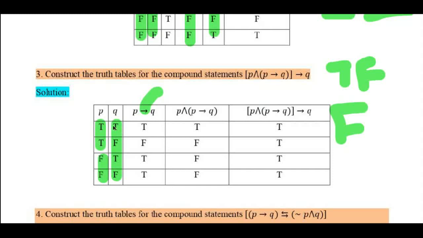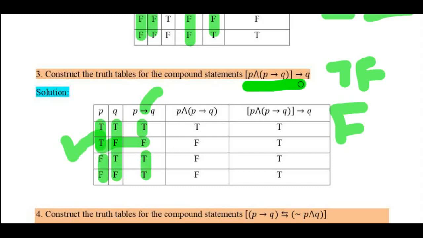Okay. You see first true, second statement true, you get true. Here you see the second one, the first statement is true and the second statement is false. Therefore, you get false. Otherwise, you get true. First statement false, second statement true, you get true, true, true.